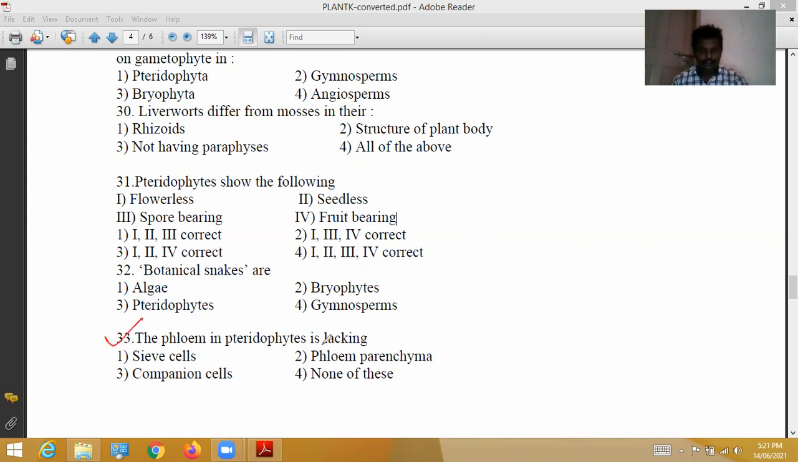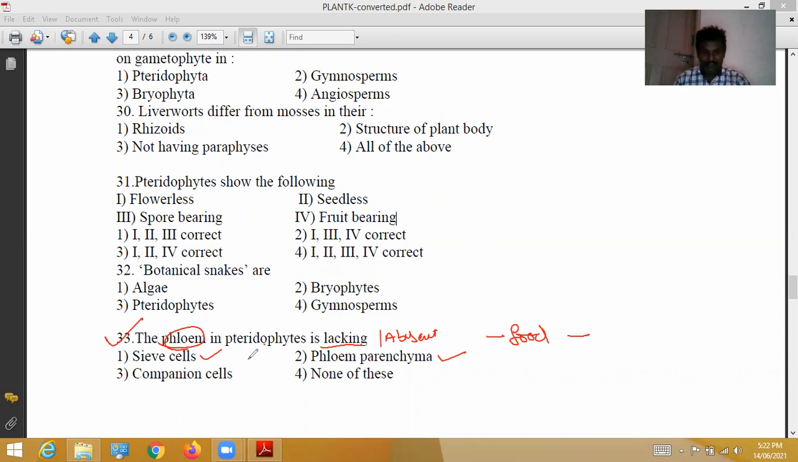Next, question 33. The phloem in pteridophytes is lacking. Lacking means absent. Generally, the phloem helps translocate food. The phloem contains sieve cells and phloem parenchyma cells, which are present. These help in the translocation of food materials from source to sink.